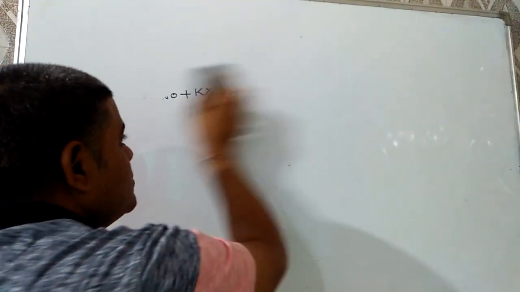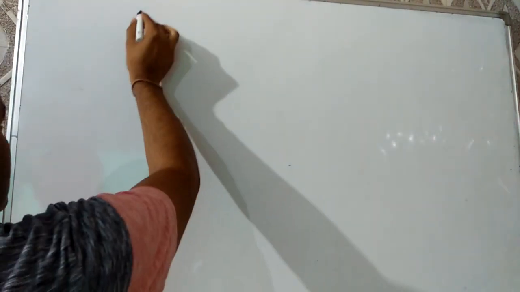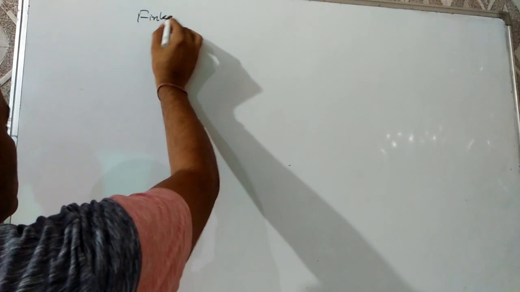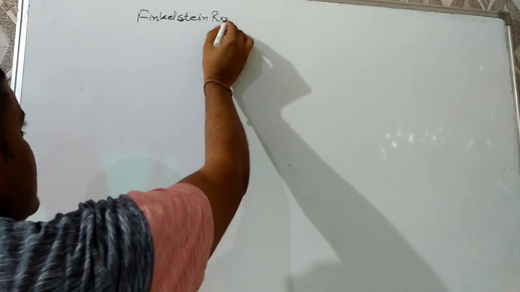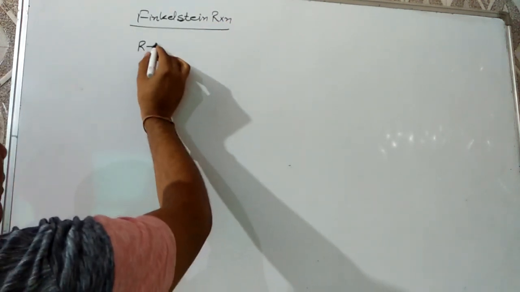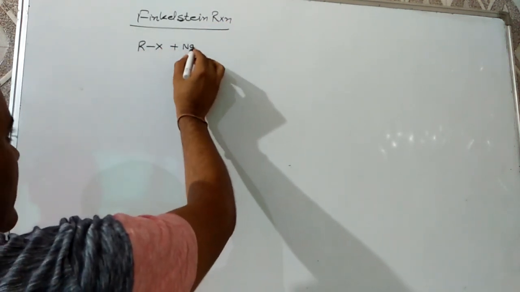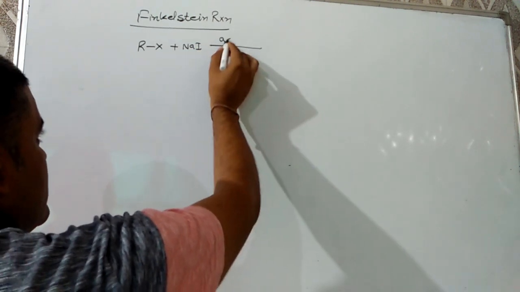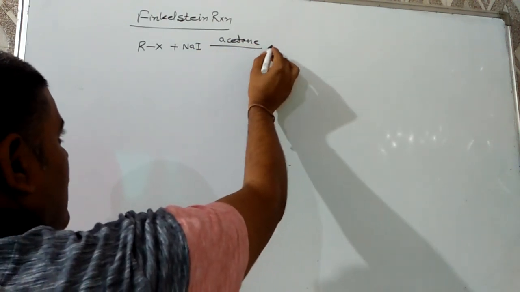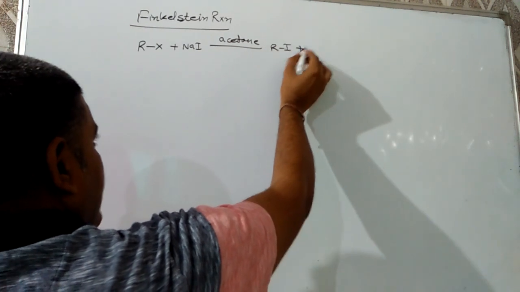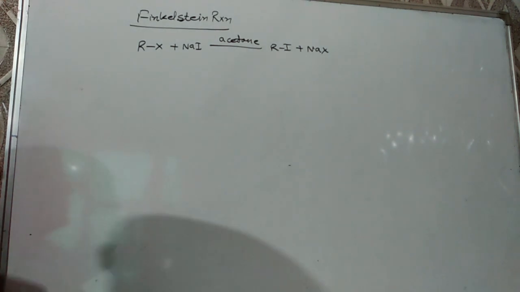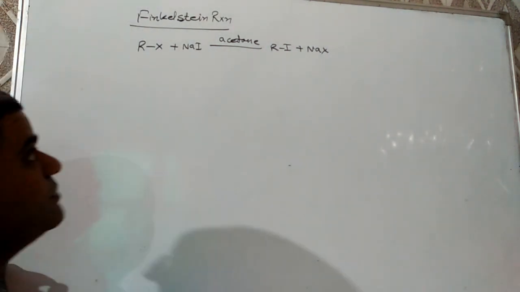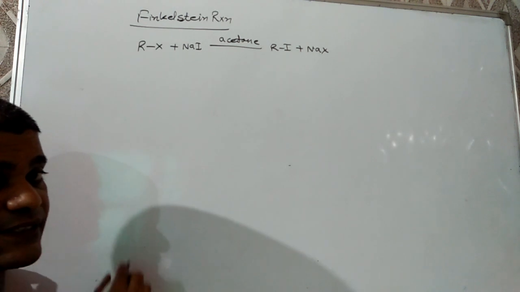Next is substitution by iodine group, or the Finkelstein reaction. In this reaction, a haloalkane reacts with sodium iodide in the presence of acetone to give iodoalkane and NaX is removed. This reaction is the Finkelstein reaction.